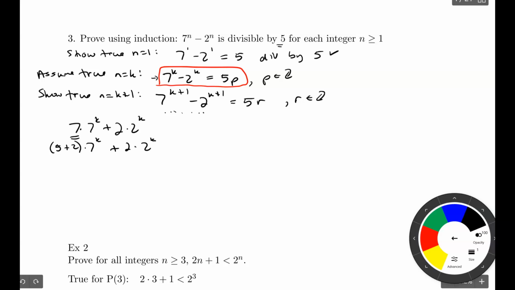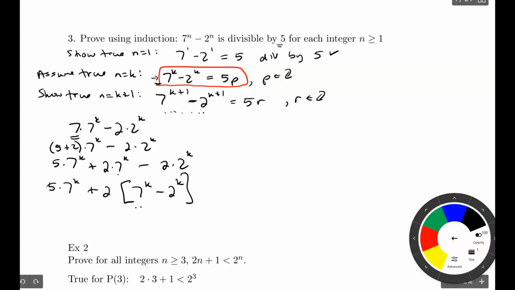Okay, now let's distribute this. So I'd have 5 times 7 to the k plus 2 times 7 to the k plus 2 times 2 to the k. Okay, so what do I have? Oops, what did I do? I changed my subtraction to an addition there, didn't I? Okay, so this should be subtract, subtract, subtract, right? Remember, I need to use this. Do you see it? 5 times 7 to the k plus 2 times 7 to the k minus 2 to the k, there it is.